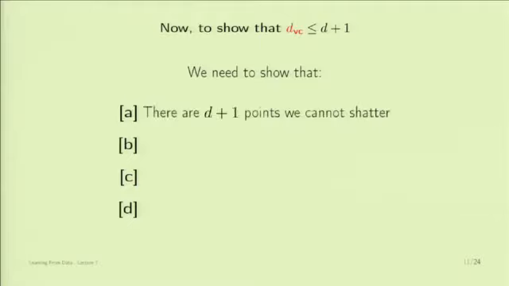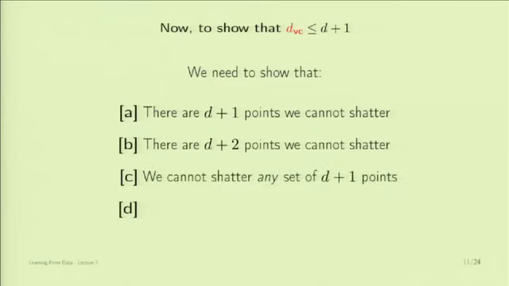Do I need to show that there is a set of D plus 1 points that we cannot shatter? No. Do I need to show that there is a set of D plus 2 points that I cannot shatter? Oh, no. Maybe we need to show that we cannot shatter any set of D plus 1 points. Or was it D plus 2? I'm confused now. What among those will establish the premise? The premise that we are trying to establish is that the VC dimension is at most D plus 1. Which of these statements will establish that?